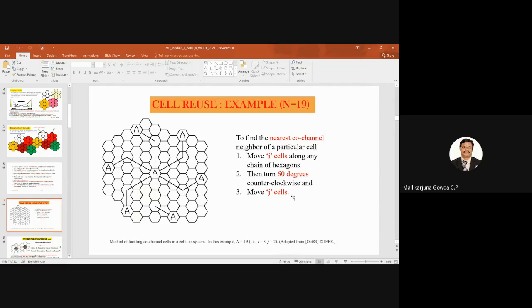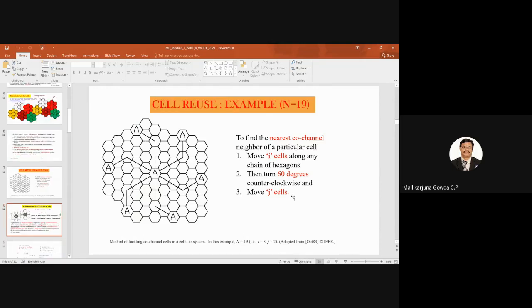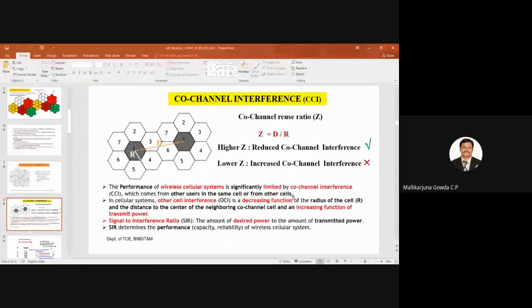As I said, co-channels means they use the same set of frequencies, right? So we need to determine at what distance they are, and then we can minimize the co-channel interference. The performance of the wireless system is significantly limited by co-channel interference, which we say CCI. That co-channel interference comes from other users in the same cell or from other cells.